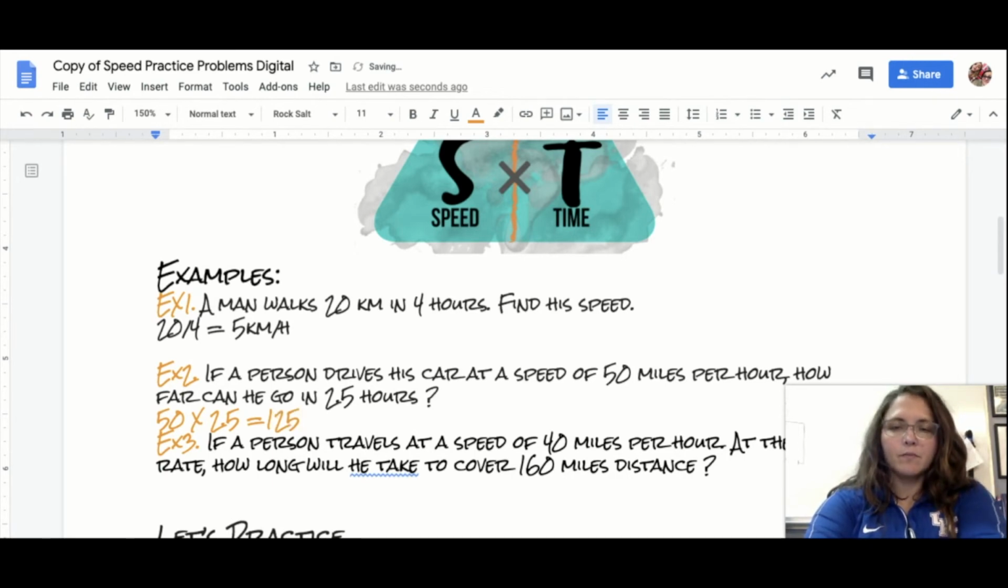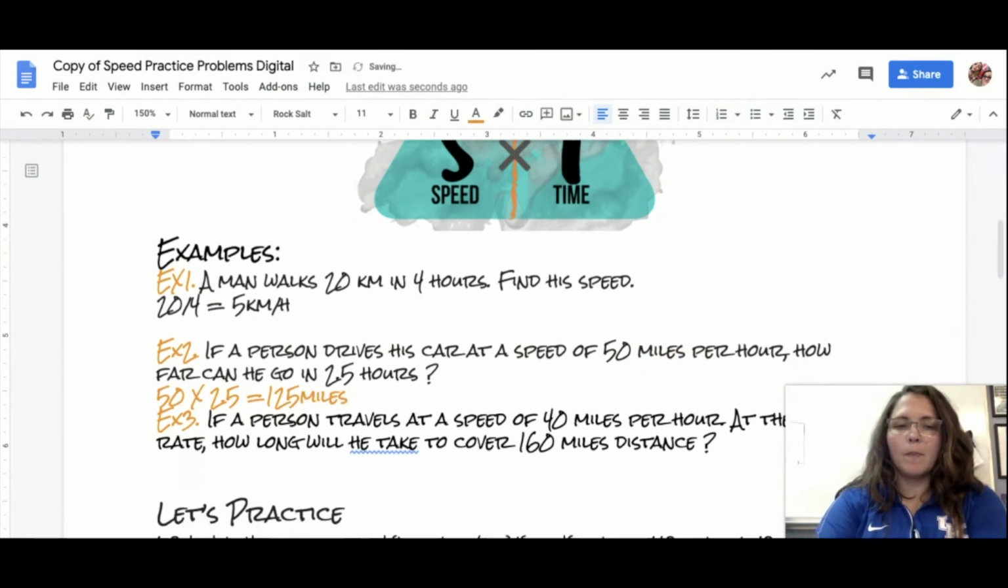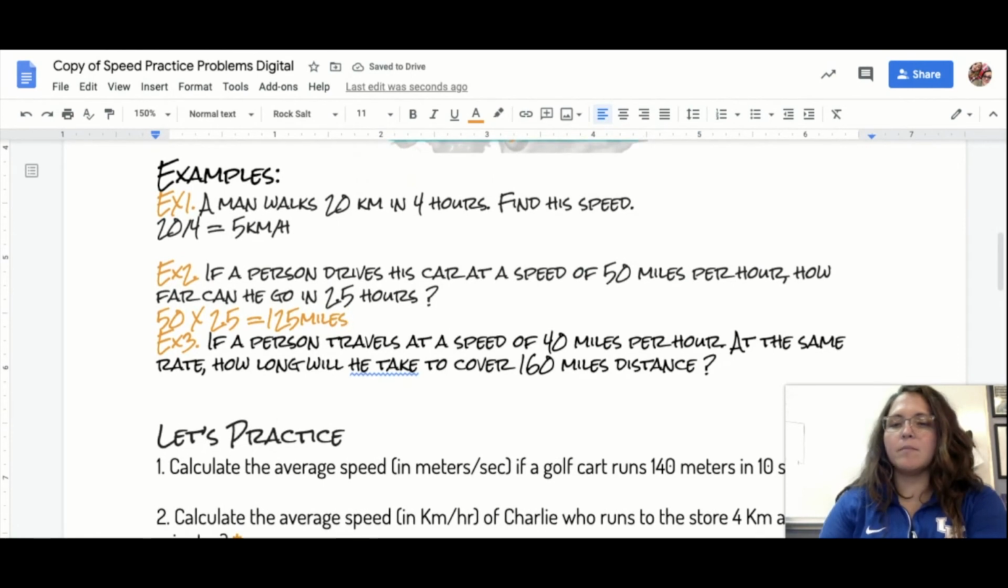125. And now what unit would I do? My hours cancel out, and I'm left with whatever my distance unit was in the speed. So it will be miles. I think that math's right, let me check before. So 50 times 2.5, 125. Yes, my math is successful.